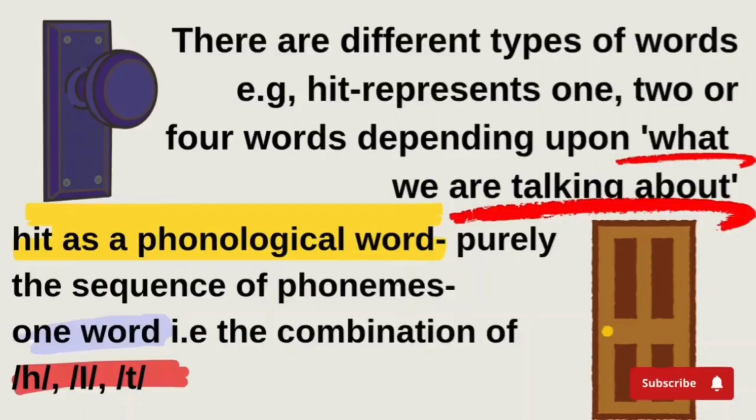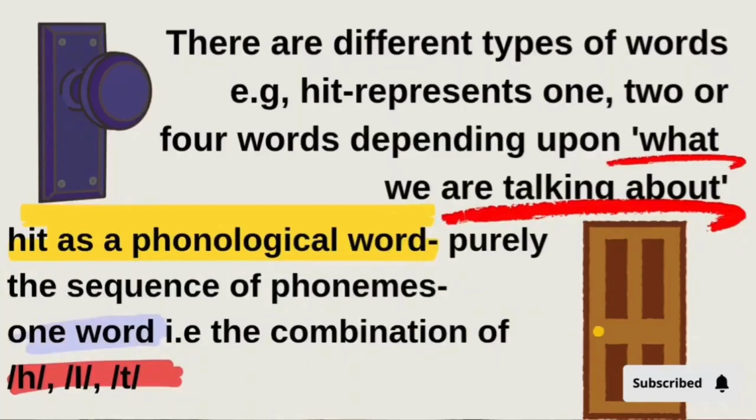Let's talk about different types of words. Consider, for example, the sequence hit. If you ask somebody if this is a word, he or she would definitely say yes. But if in return you ask that person how many words the sequence hit represents, that person is definitely going to take you crazy, or he or she may think that you are mad. But hit may represent 1, 2, or 4 words depending on what we are using it for or what we are talking about.